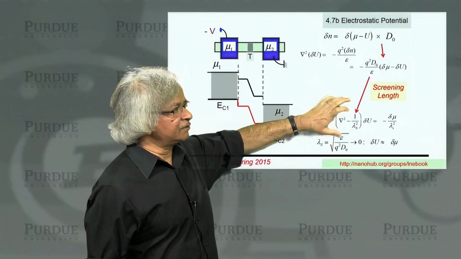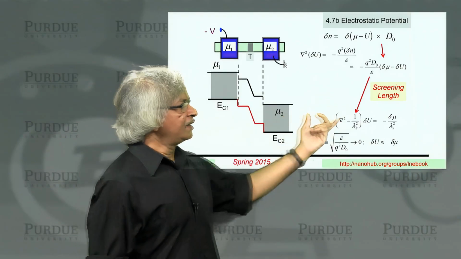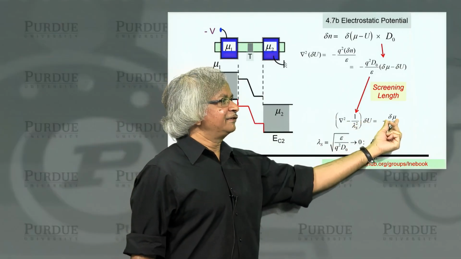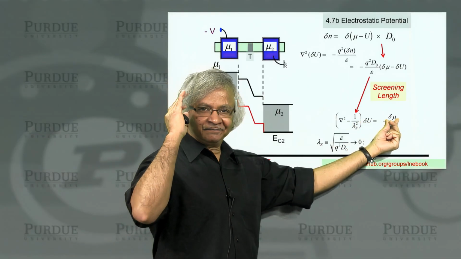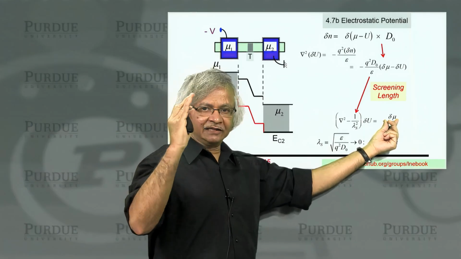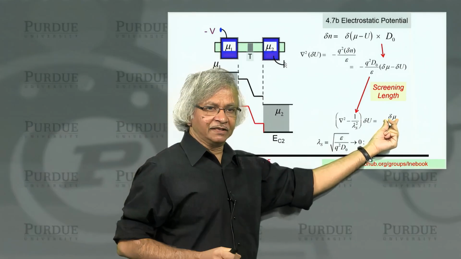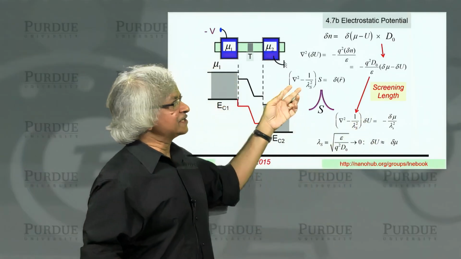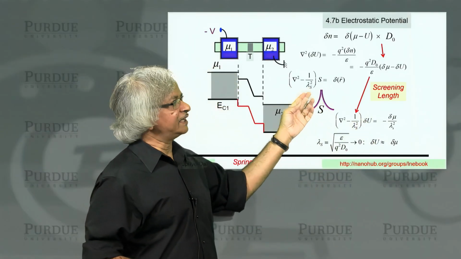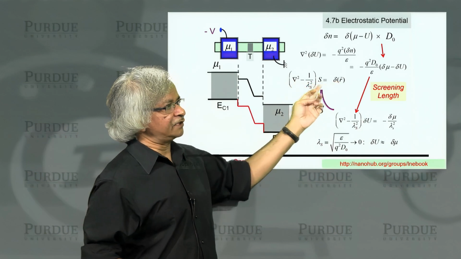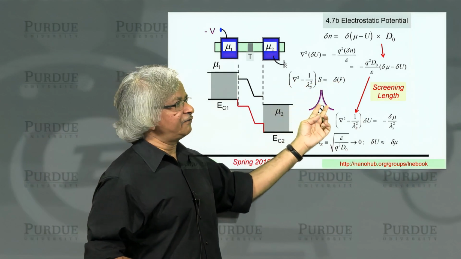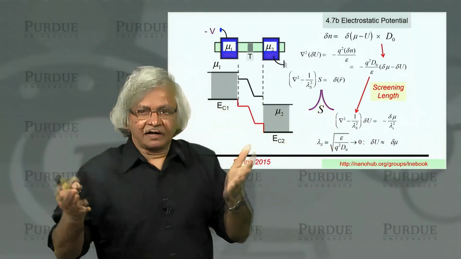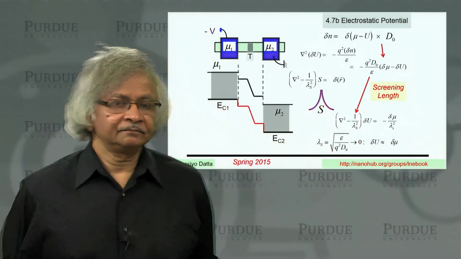Now, how do you solve this equation? Well, one way to think about it is to find the impulse response of this equation. That is, if this change in mu had been a delta function at one point, like what you call an impulse, what would be the corresponding delta U? So you could define a screening function which is like the impulse response of that equation. And that screening function will look something like this, and its width is roughly the screening length.